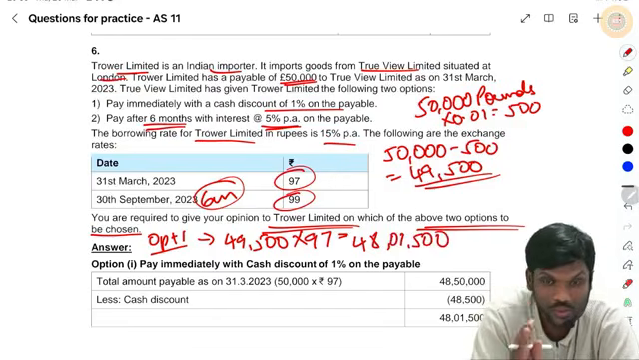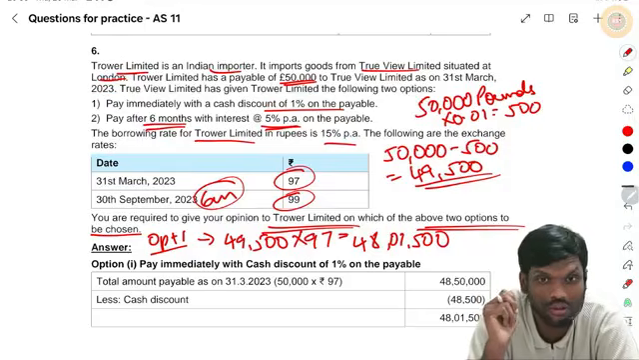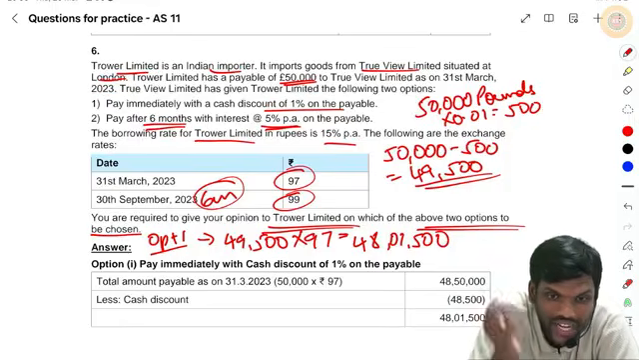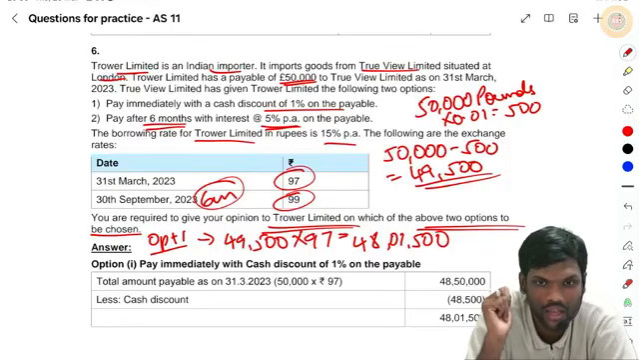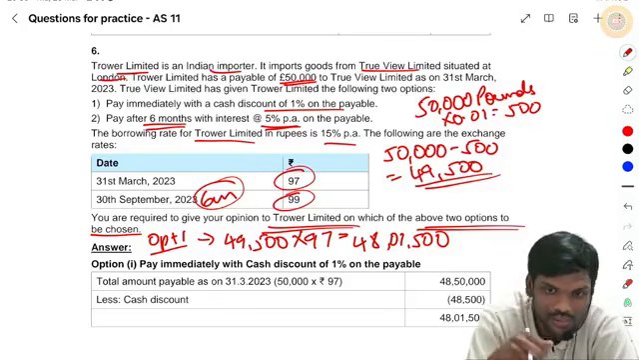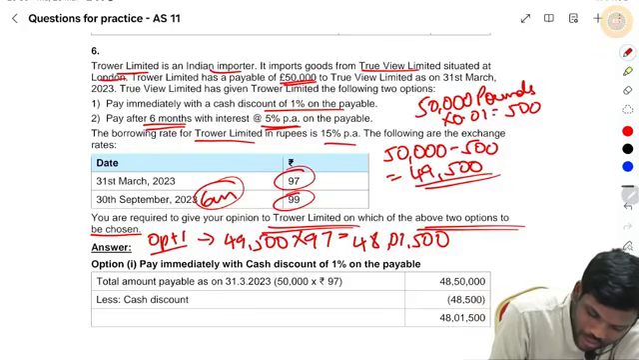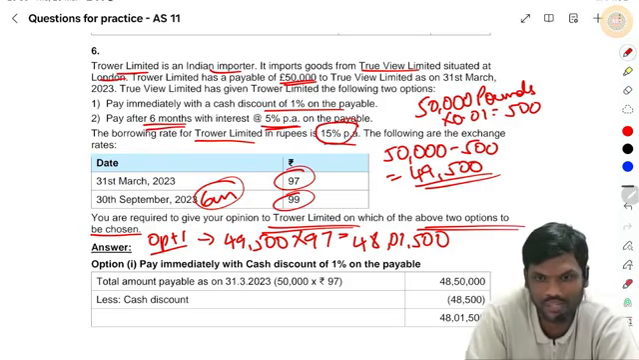Okay, now many students will stop here thinking this is the outflow. No, to pay this 48 lakh 1,500, you have to borrow in India. Otherwise, from where will you get this money? So you have to borrow this money in India, and for borrowing that money, you have to take a loan at what interest rate? 15%.